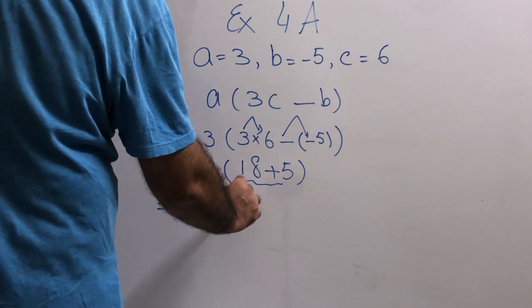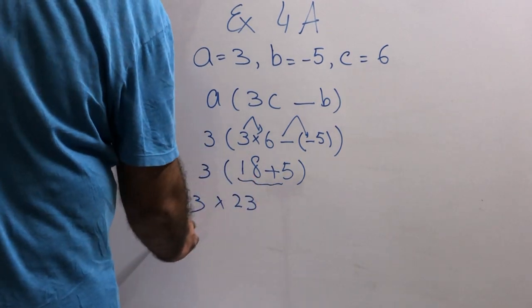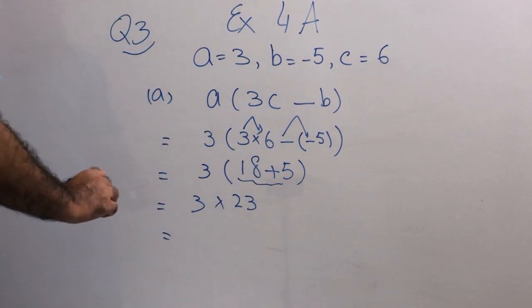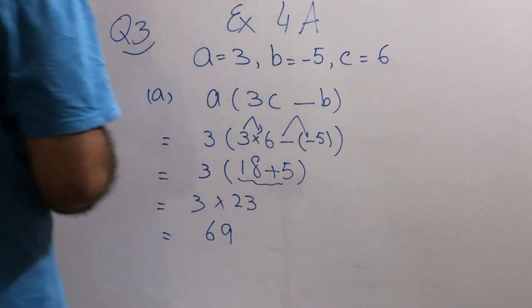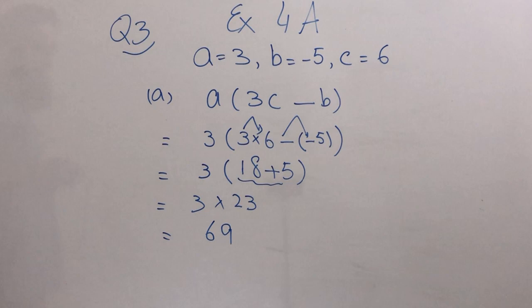18 plus 5 is 23. Then in next step we'll multiply 23 with 3. 3 3s are 9, 3 2s are 6. 69 is the answer for this expression.